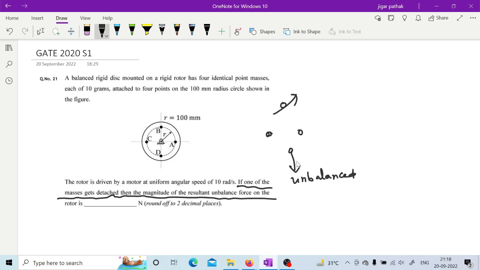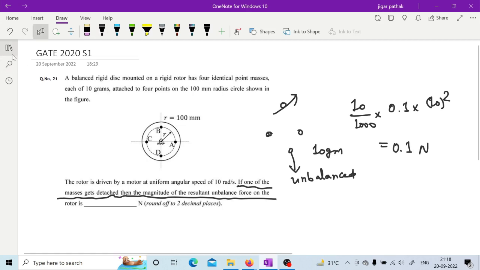So you need to calculate for this one mass, which is of 10 gram. Its radius is also given, right? 100 mm radius circle. So 10 gram is 10 by 1000 kilogram. Radius is given as 0.1 meter, and omega is 10 radian per second, m r omega square. This will be your answer. 0.1, right? Yes, so 0.1 is the answer. 0.1 Newton is your answer.